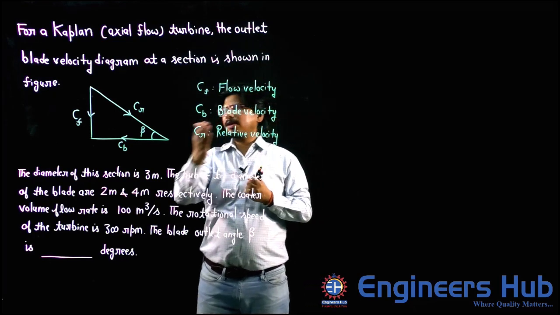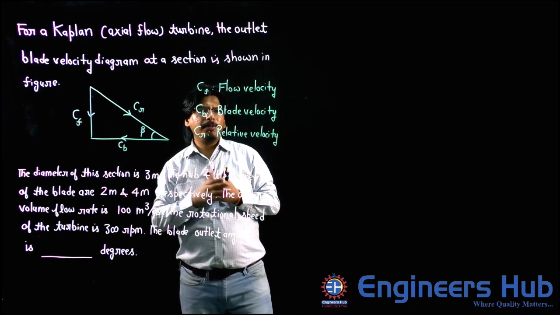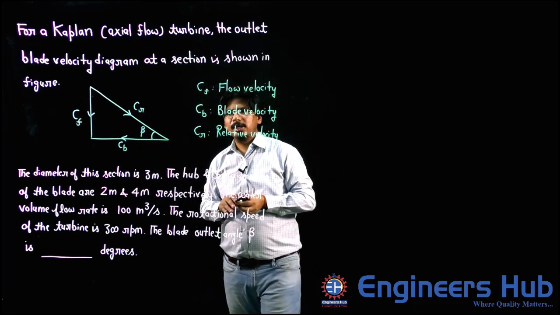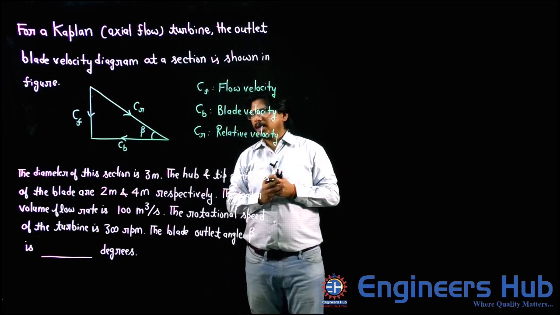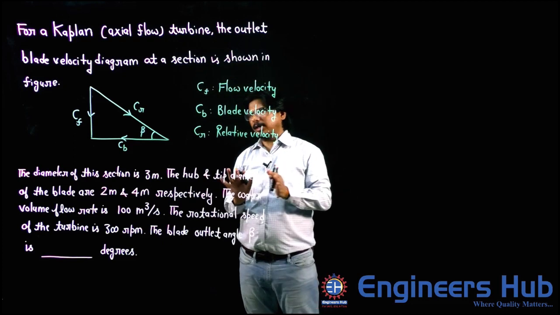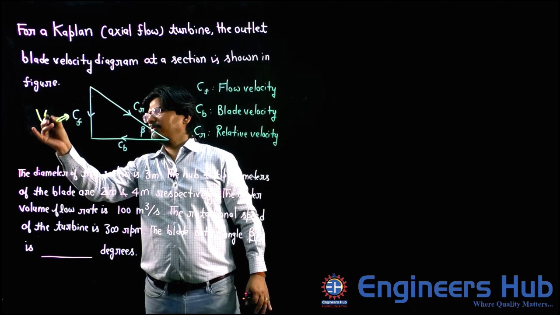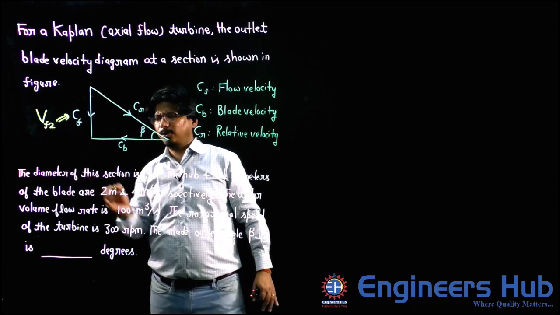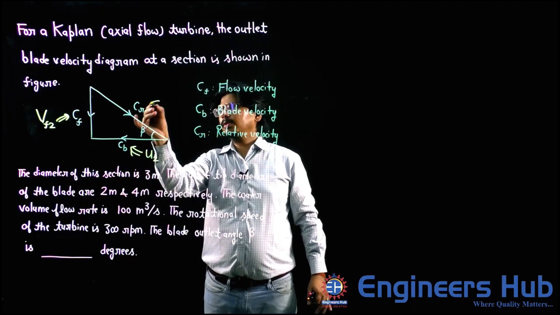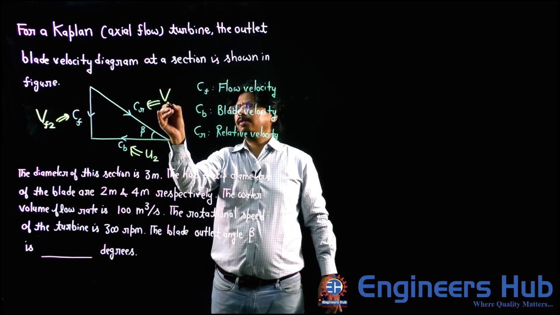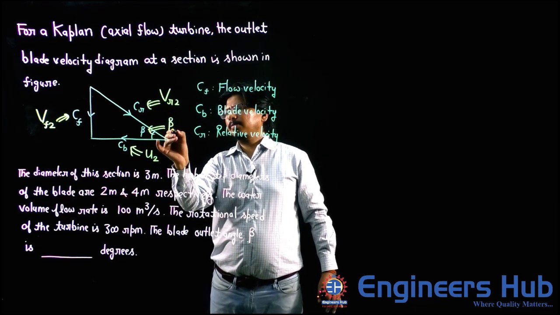Here CF is representing the flow velocity, CV is representing the blade velocity, and CR is representing the relative velocity. You need not be confused, my friends. Already we know. Don't be confused with the notations. We are representing these by VF2, U2, and VR2, and of course this angle by beta 2.